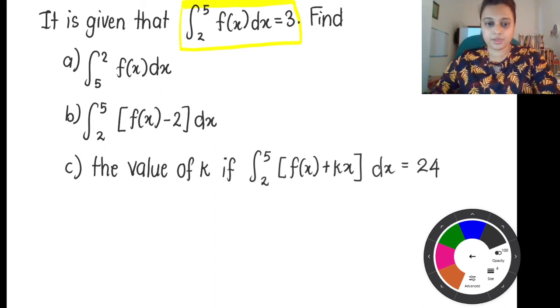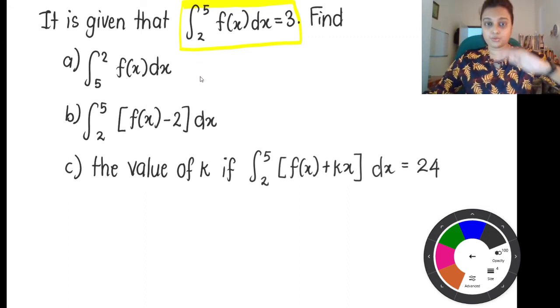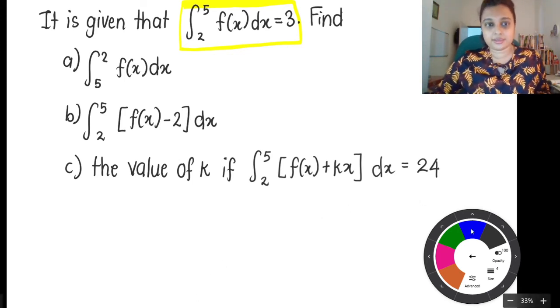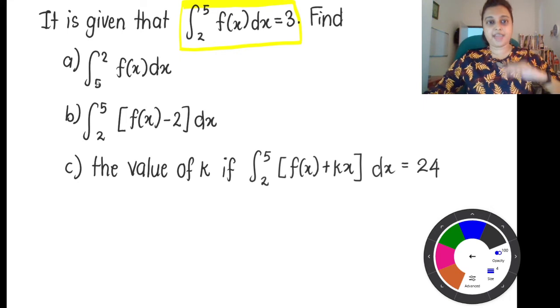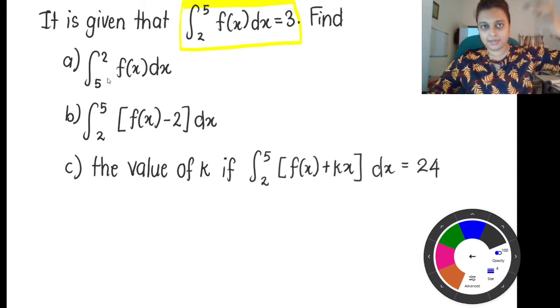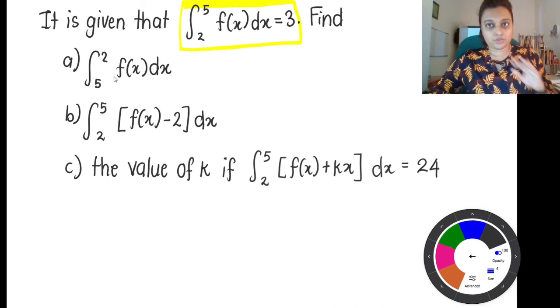Let's start. It is given that the integration from 2 to 5 of f(x) dx is equal to 3. So the value is equal to 3. Find the integration from 5 to 2 of f(x) dx. Look here, what is the difference between the given one and the one we are supposed to find? Only the limits, right? The upper limit and the lower limit are reversed. So just use one rule. The rule is very easy.